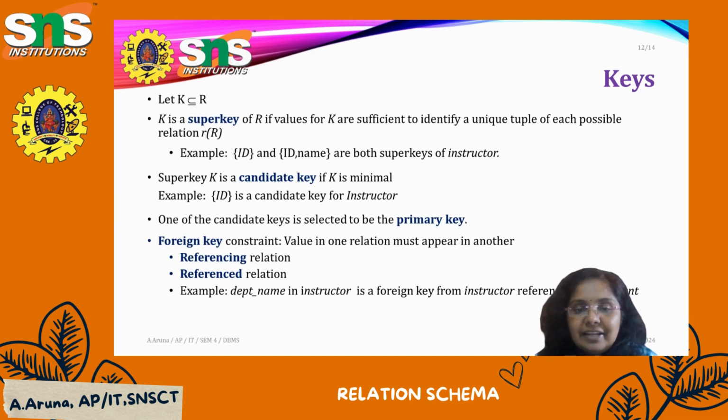A super key is sufficient to identify a unique tuple of each possible relation. In a super key, the minimal subset can be called a candidate key. For example, I have an ID. Another set can have the ID and name. Both of these are super keys for the relation instructor. Which one is the candidate key out of these two? ID is the candidate key. How can I say this? Because it is a minimal subset.